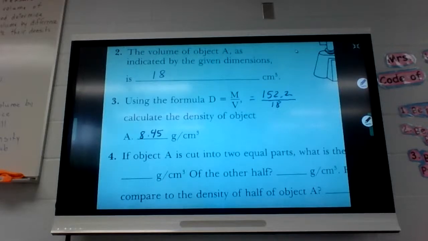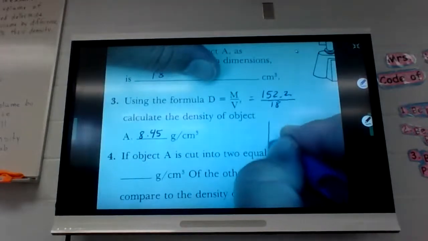All right, so the next question. If you cut object A into 2 equal parts, what is the density of 1/2? If you cut object A in half, what's its new density? So we can divide that by 2. Do we divide it by 2? If you cut it in half. Yes. Okay, 4.25.